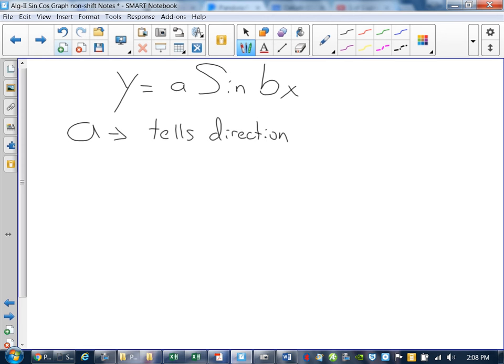The second thing it does is that if you take the absolute value of A, it gives what's called amplitude. And the amplitude just means how high up the peaks and valleys go. Where does the maximum go up to? Where does the minimum go to?